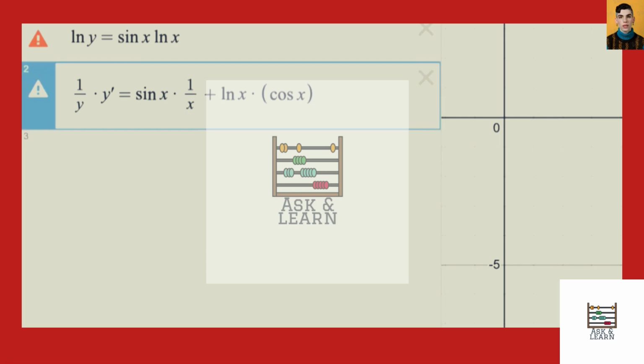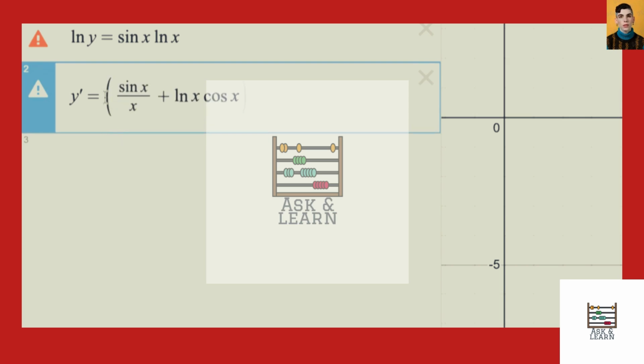Now that we've done this, we want to combine all these terms and simplify further. So we'll get the sine of x over x. And then this will just become natural log of x cosine x. And then lastly, what we want to do is multiply the y on both sides. So when we do that, we have y over here, but we know that y is ultimately equal to x to the sine x. So that's going to be our final answer.